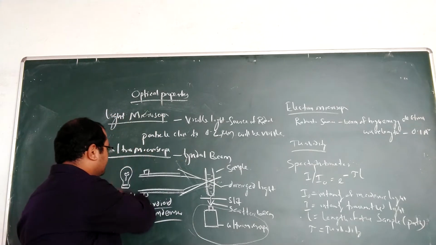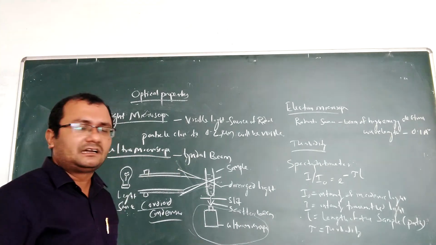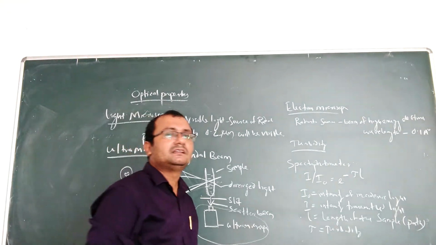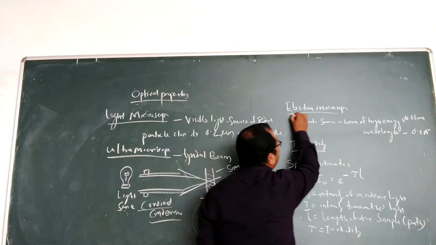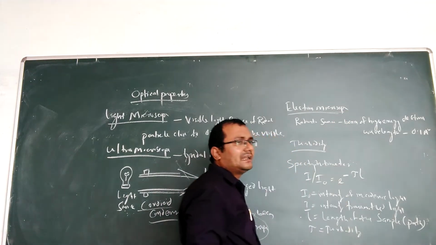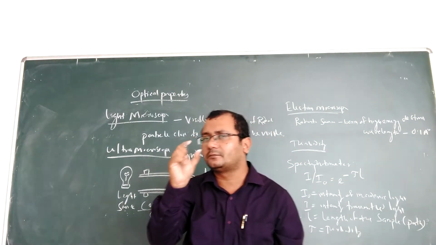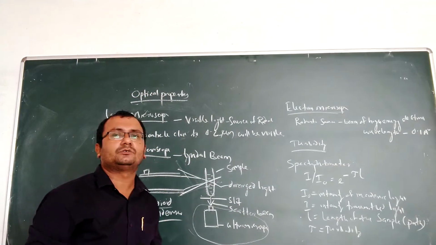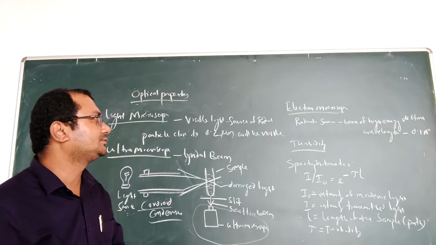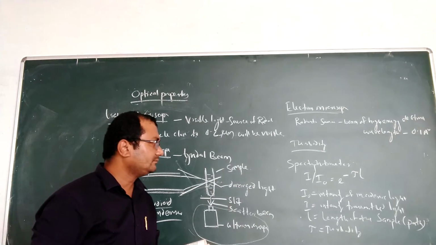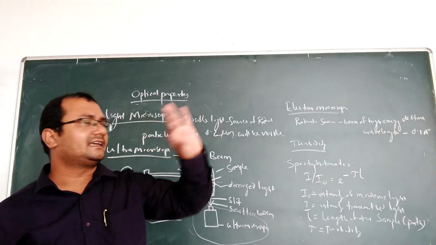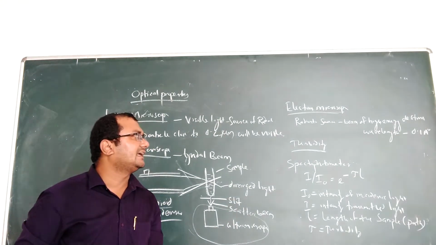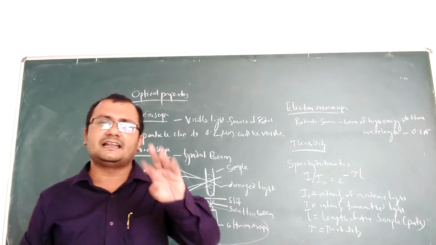So this is one principle given for the ultramicroscope. Then coming to the electron microscope. As you know, the electron microscope is very sophisticated. We are using it to find out electrons also. It's very sensitive, and for that we are using a radiation source as a beam of high energy electrons.